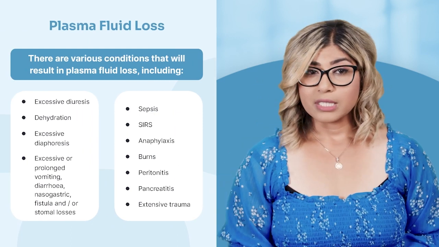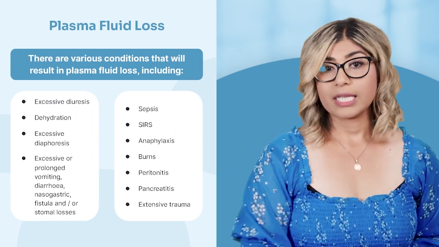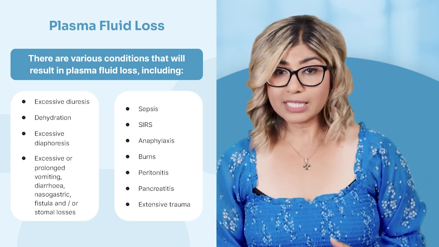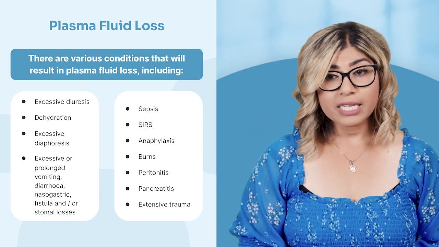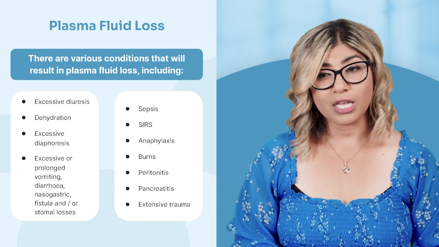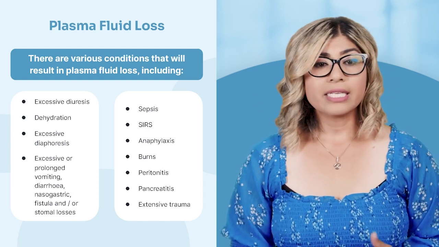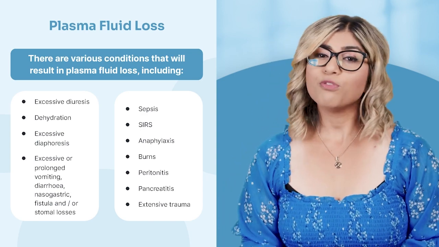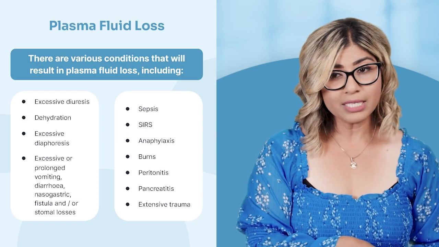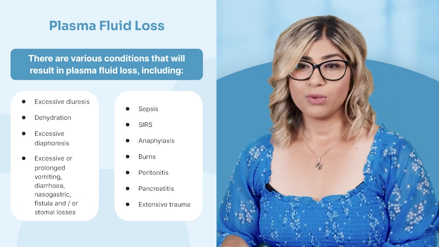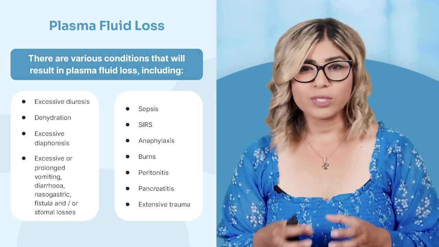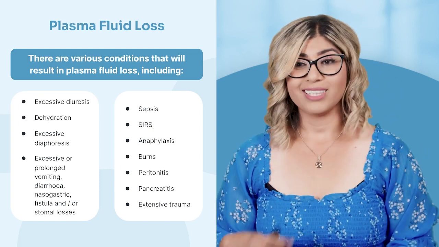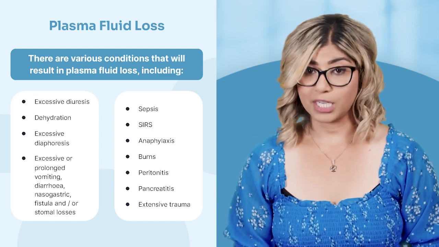There are various conditions that will result in plasma fluid losses, including excessive diuresis, dehydration, excessive diaphoresis, excessive or prolonged vomiting, diarrhea, nasogastric, fistula, and or stomal losses, and conditions that predispose the patient to something known as third spacing, which is the movement of fluid from the intravascular compartment into the interstitial compartment, where the fluid tends to be useless. We want fluid sitting in our intravascular compartment. That's what gives us bang for buck with our blood pressure.